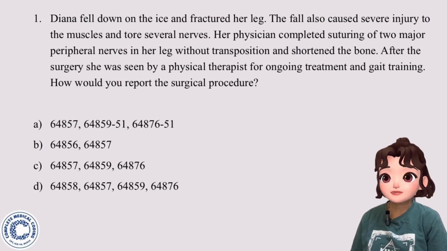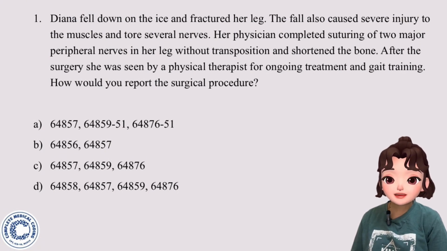See, in our question, it is fracturing of the leg. The fall also caused injury to muscles and tore several nerves. What is the procedure done here? The physician completed suturing of two major peripheral nerves in her leg without transposition. That is one procedure. And shortened the bone. That is another procedure. So, without transposition, yes, we require this code, right? As mentioned in the question, two major peripheral nerves have been sutured in her leg without transposition. So we need this code 64857, suture of major peripheral nerve, arm or leg without transposition.